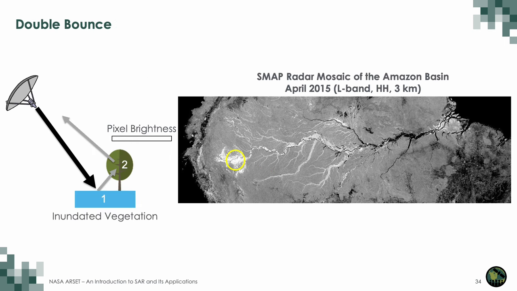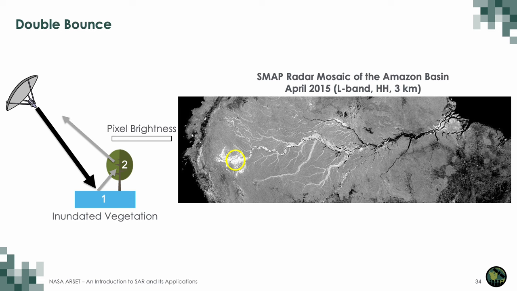Finally, this example shows double bounce delineated by the yellow circle on the SMAP radar image. This is an inundated wetland, meaning that the trees are on standing water. The reason that the signal is so strong is because it bounces off the water, which is a specular reflector, onto the tree trunk and other components of the tree, and then bounces back to the satellite. We cannot measure the amount of standing water, just that there is water above the surface.